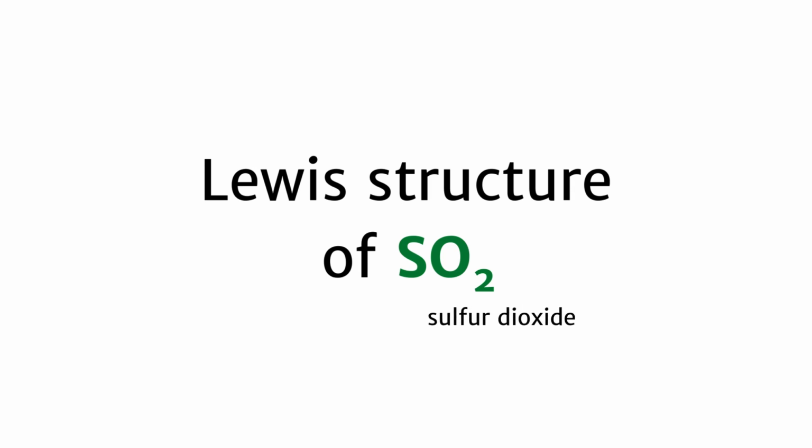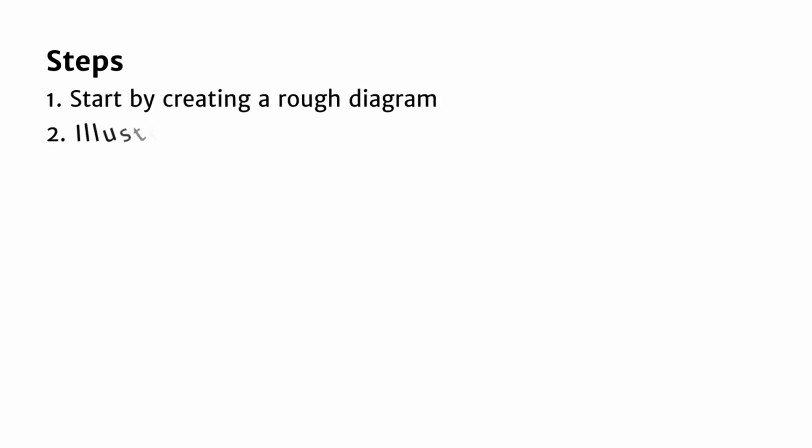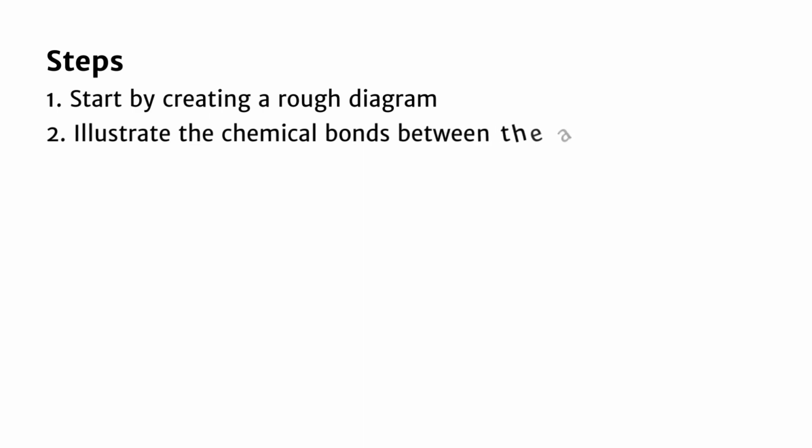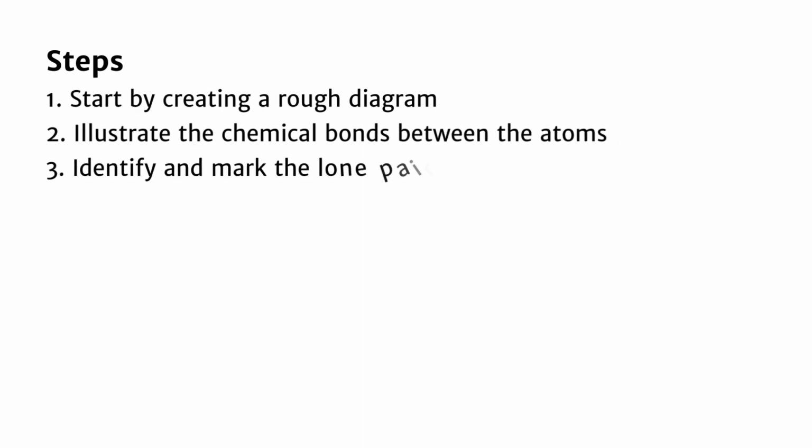Let's sketch the Lewis structure of SO2, commonly known as sulfur dioxide. To properly sketch the Lewis structure of SO2, follow these steps. Start by creating a rough diagram. Illustrate the chemical bonds between the atoms. Identify and mark the lone pairs on the atoms.